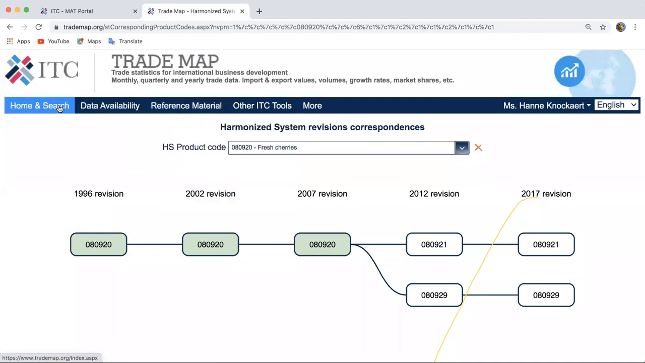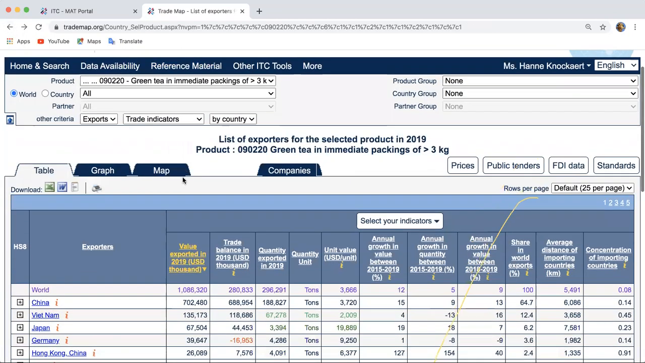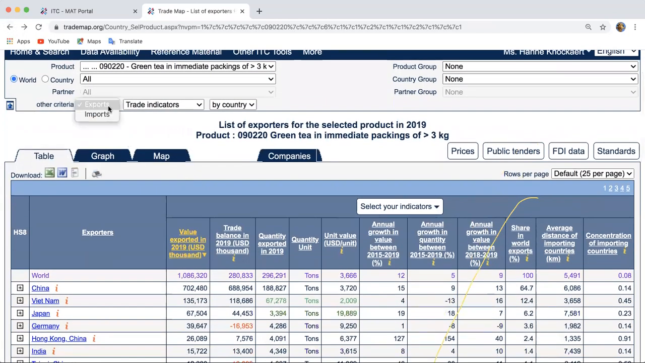So for example, let me go back to my table. If there are re-exports for a certain country, you will see it here in the other criteria. It will be exports, imports, and re-exports. So for example, China will have data like this.